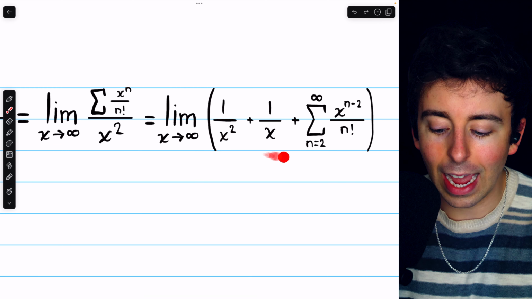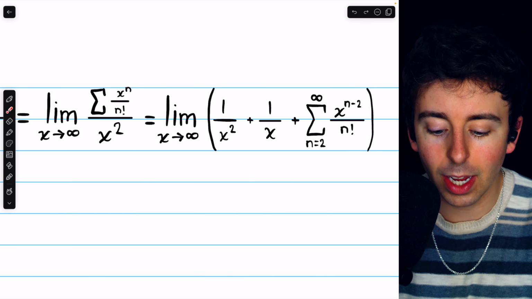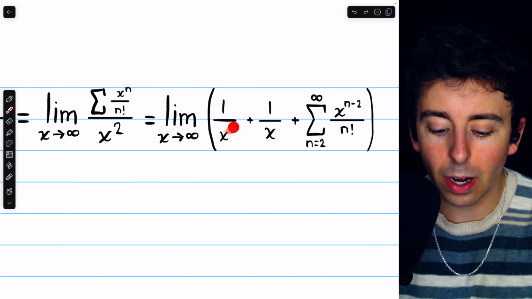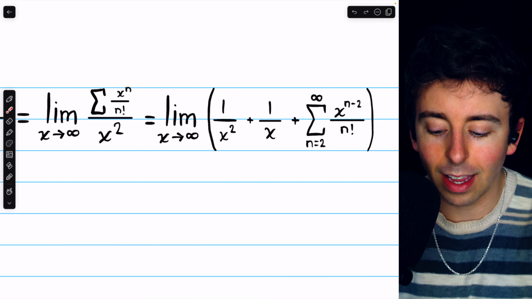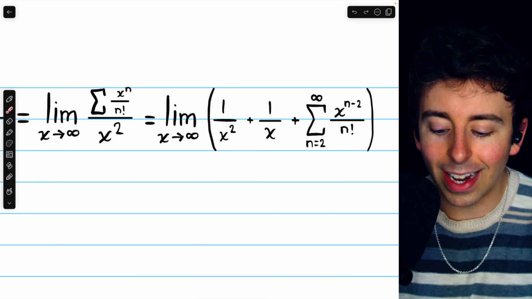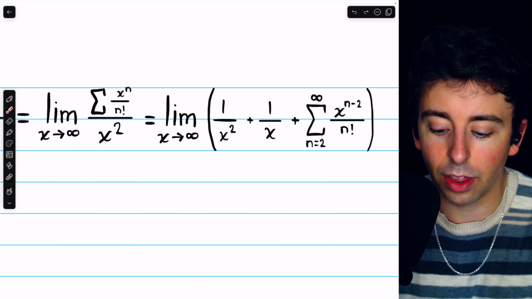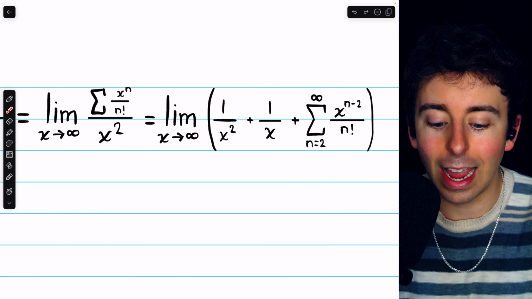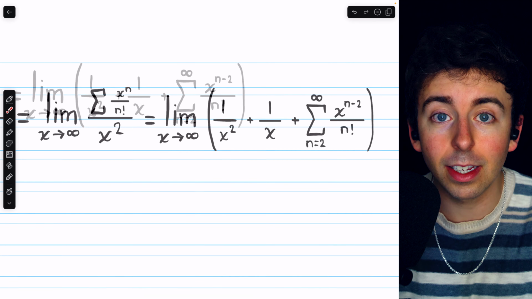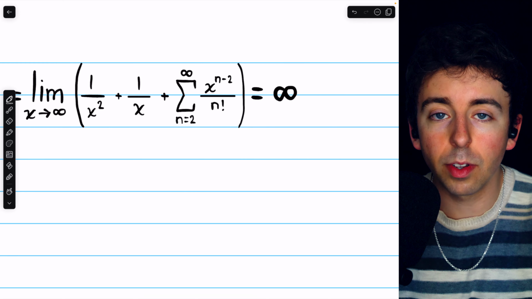And on looking at this expression, it's quite easy to see the behavior of this limit. This term goes to 0 as x goes to infinity. This term goes to 0 as x goes to infinity. And then in this series, we just have infinitely many terms with x's raised to non-negative powers, and x is going to infinity. And so it's clear that this limit diverges to positive infinity.